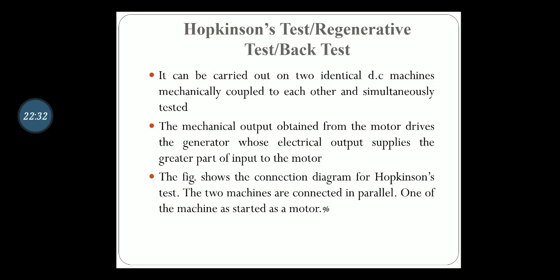The output of the motor is used to drive the generator, and the electrical output of the generator is used as an input to the motor. Both motor and generator would run without any external power supply if there were no losses in the machine. But due to losses, the generator output is not sufficient to drive the motor and vice versa.